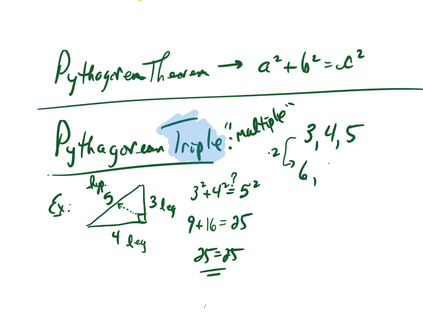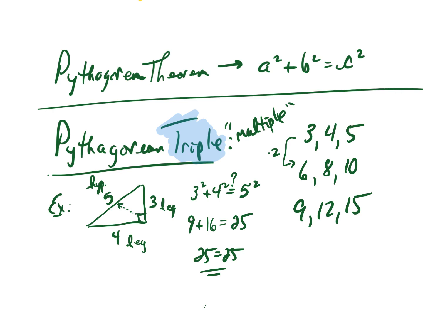So 3 times 2, 4 times 2, 5 times 2. If you create a triangle with sides 6, 8, and 10, that would be guaranteed to be a right triangle. Or if we multiplied by 3, 3 times 3, 4 times 3, 5 times 3, we'd be guaranteed to have a right triangle. So all of these individually are called a Pythagorean triple.